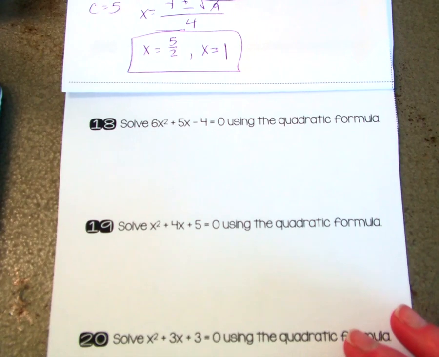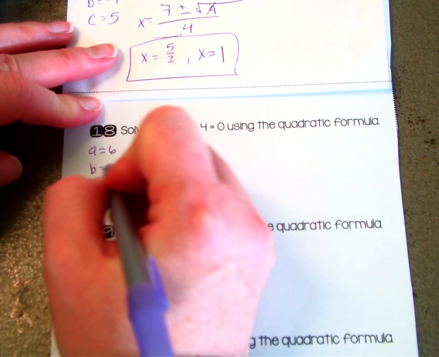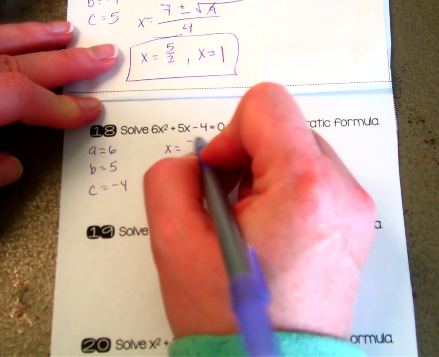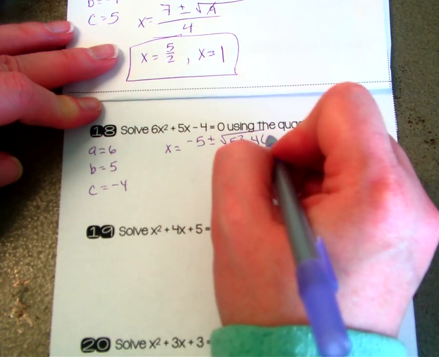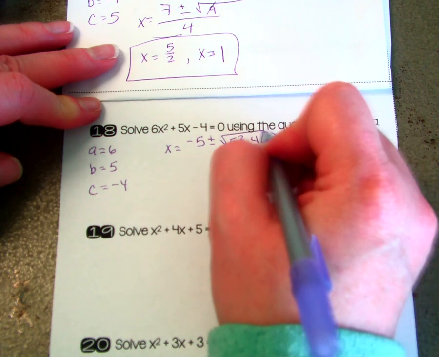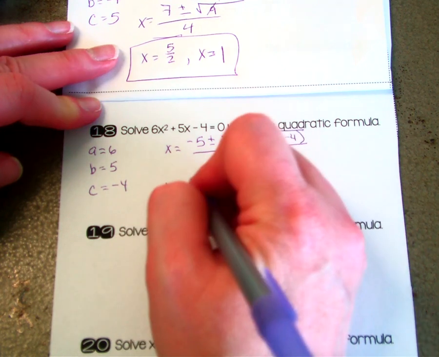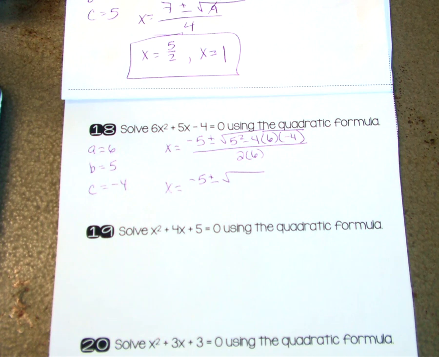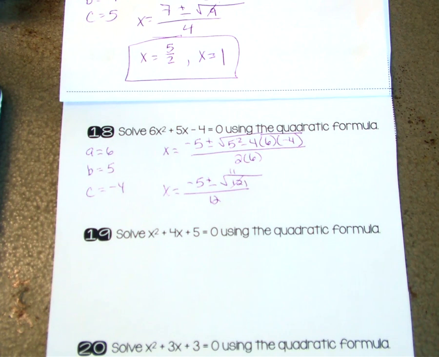All right, 3 more. Again, still practicing that quadratic formula. So for 18, we got A of a 6, B of a 5, C of a negative 4. So that's going to be negative 5 plus or minus the square root of 5 squared minus 4 times 6 times negative 4, all over 2 times 6. So let's see here. 5 squared minus 4 times 6 times negative 4 gives us a 121. Square root of 121 is 11.